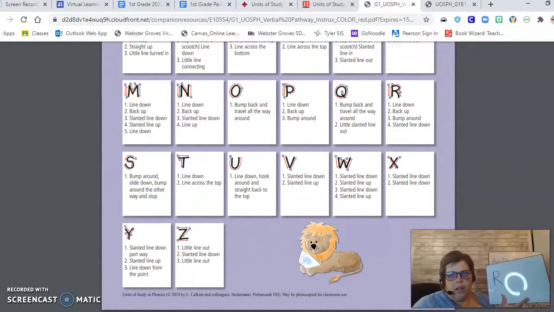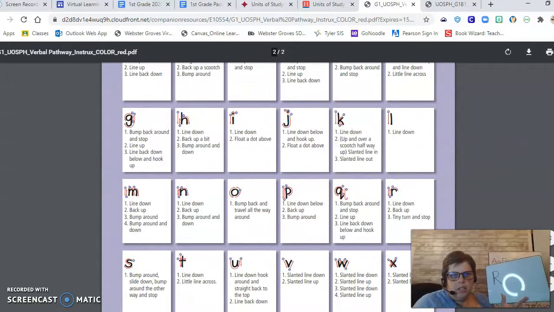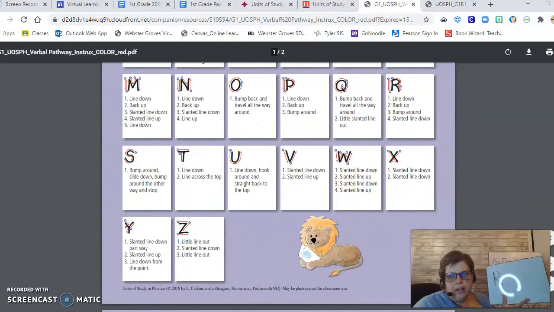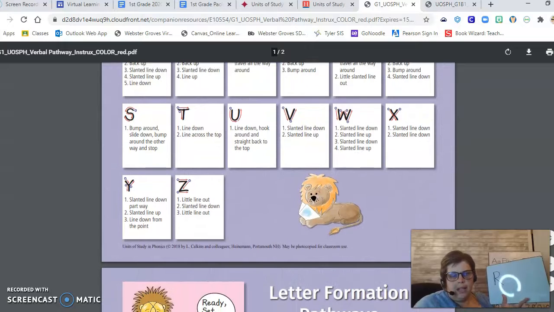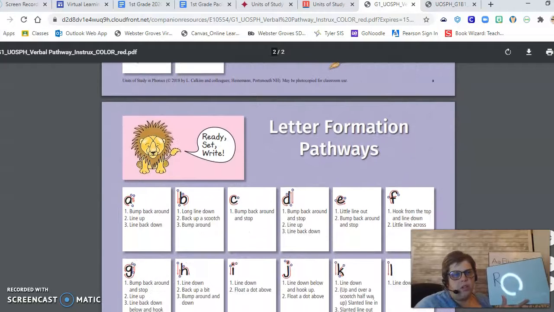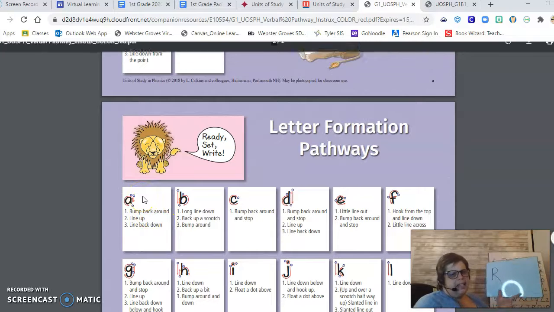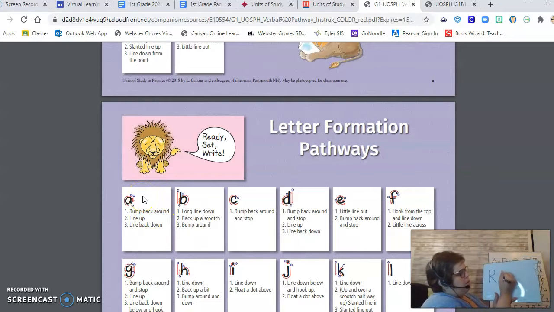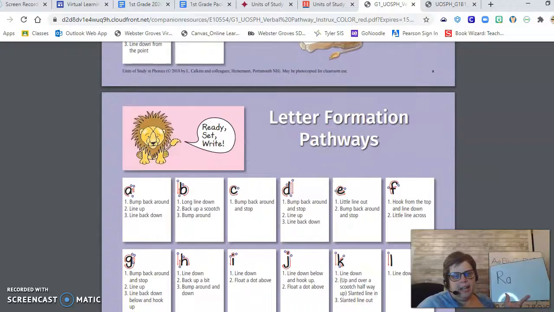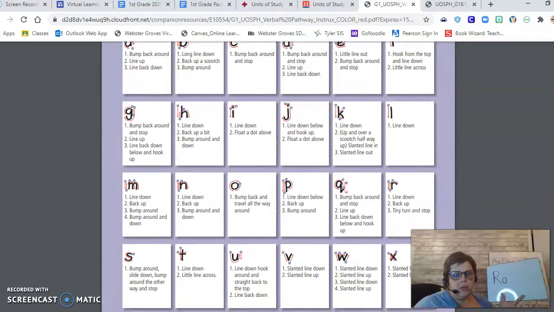Now we're going to take a look at the lowercase letters in his name. So we know that first letter always has to be capital because it is a name and names are important words. So the next letter we're going to look at is letter A. And it says I have to bump around like this, and then a line up and a line back down. So the next part of Rashid's name, and you know what, guys?